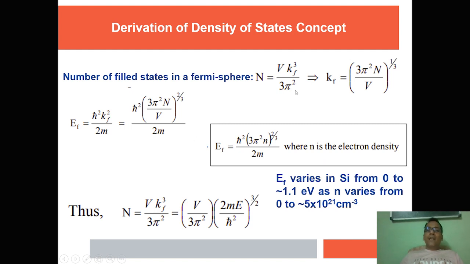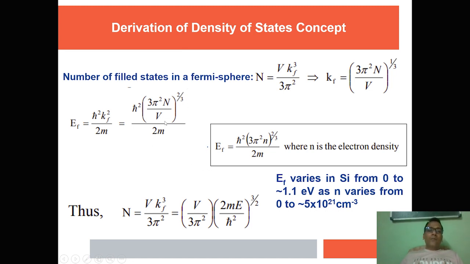Now further we can calculate it for k_F. So this k_F is equivalent to, just shifting here, (3π²N/V) to the power 1/3, and this k_F is required to calculate the Fermi energy E_F. So E_F is equivalent to ħ²k_F²/2m. So this is equivalent to ħ², and by putting this k_F from this, we will have (3π²N/V) to the power 2/3 upon 2m.